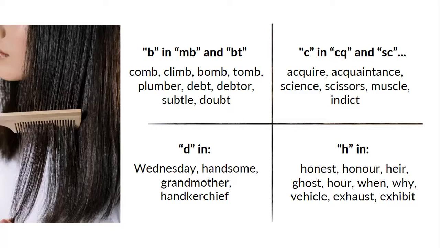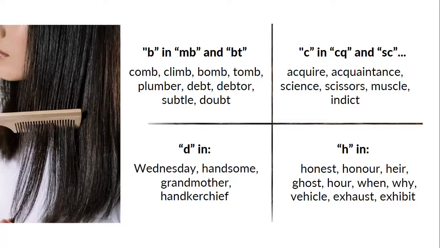All right, so we go on to C being silent in CQ and SC. Definitely, you already have the K sound in acquire, so the C is silent. It's not giving any sound. So you have acquire and acquaintance. Science. Scissors. Muscle. This word is muscle, not muzzle. Yes, the C is silent, but it doesn't change the S to the Z sound. It's muscle. Indict. The C rather is silent in indict.